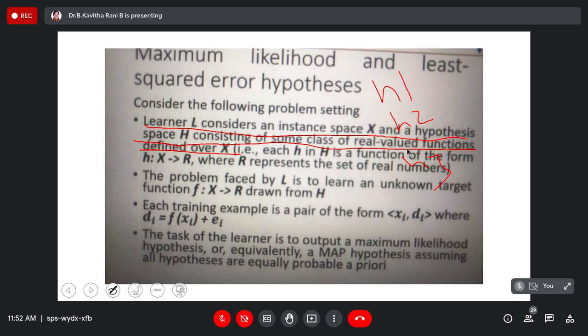Best fit. Okay, so here it is consisting of some class of real valued functions defined over X. Real valued functions means it is trying to estimate some numerical value, predicting some numerical value. So that is real valued functions.